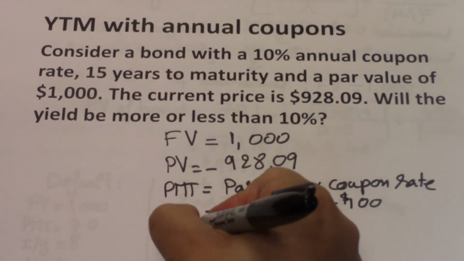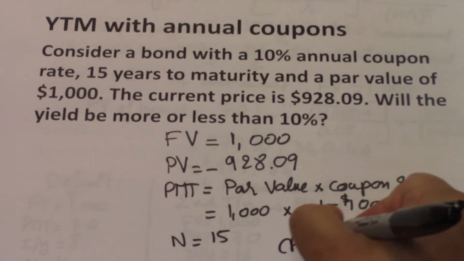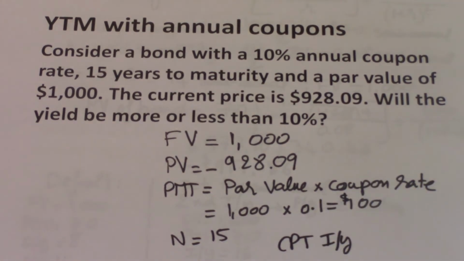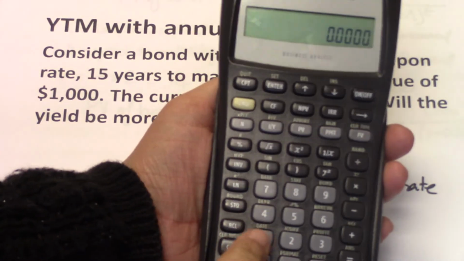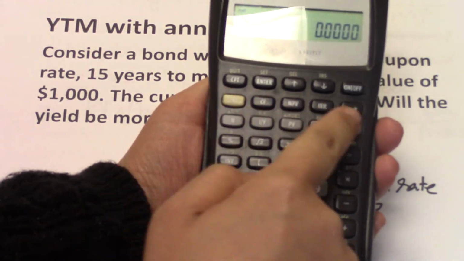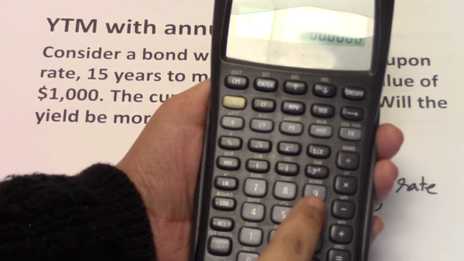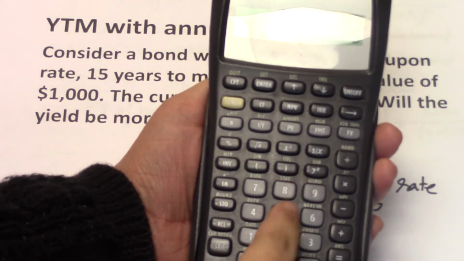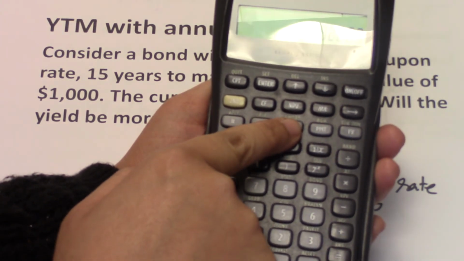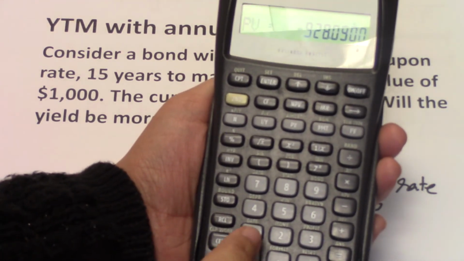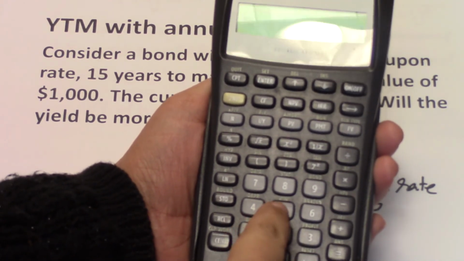N is 15 because this bond has 15 years to maturity, and so all we have to do is compute the I over Y, and it's going to be an annual number. So here again, before we do anything, let's clear our work: second FV, second CLR TVM. 1,000 is the future value. The price is 928.09, inputted as a negative number, PV. The payment is 100, so you're expecting a $100 coupon payment every year, and 15 is the N.